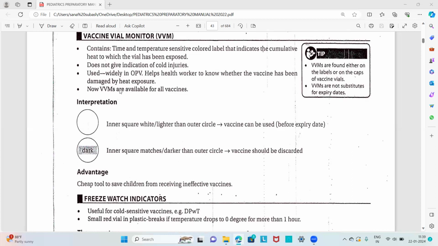Earlier it was only used for the OPV vaccine, but now the vaccine vial monitor is available for all vaccines.